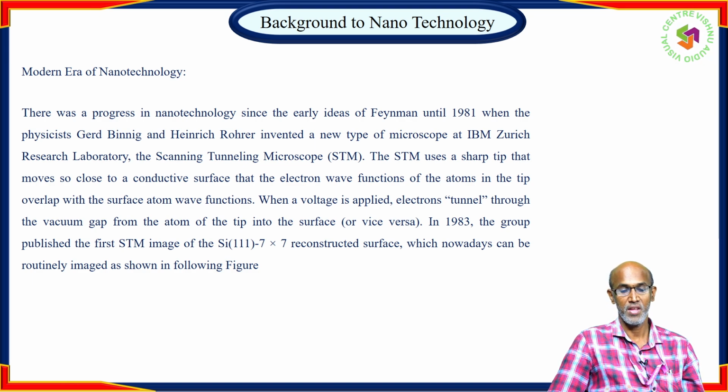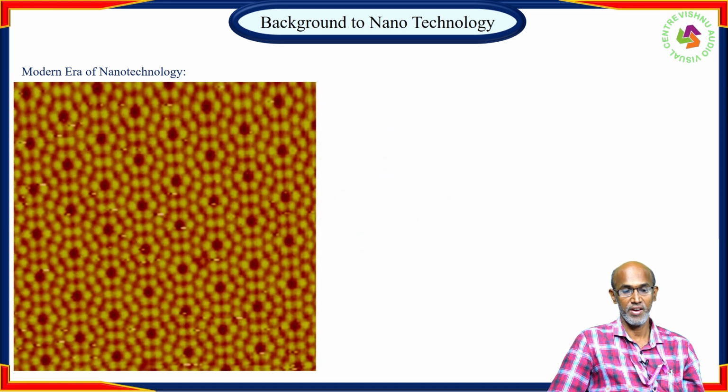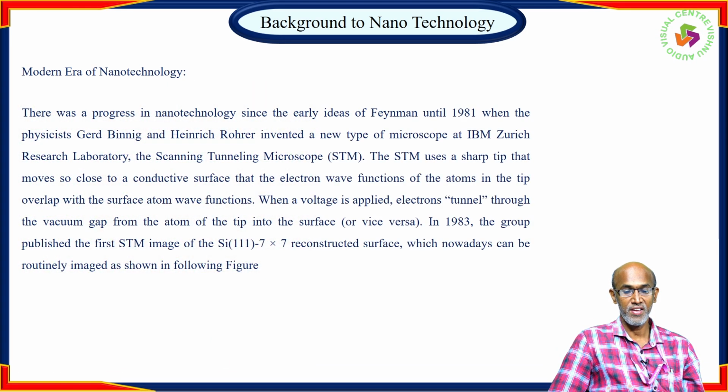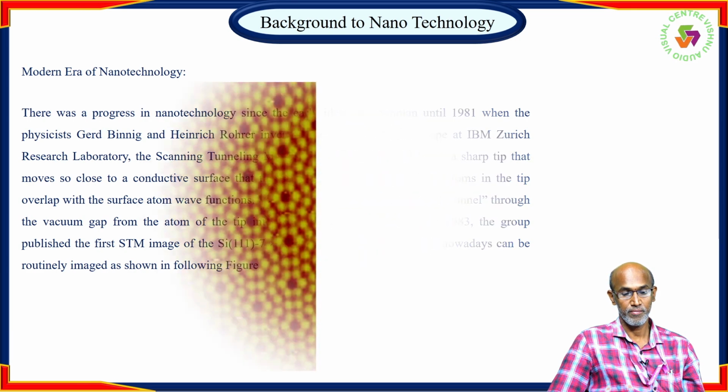In 1983, the group published the first STM image of the silicon 7 by 7 reconstructed surface, which nowadays can be routinely imaged as shown in the following figure. So this is a 7 by 7 STM image of silicon.